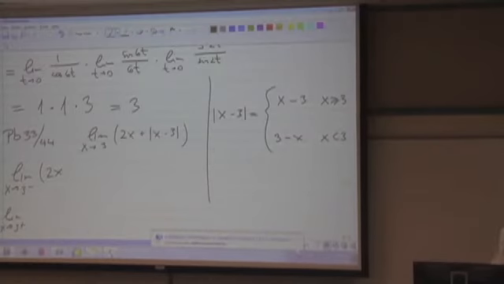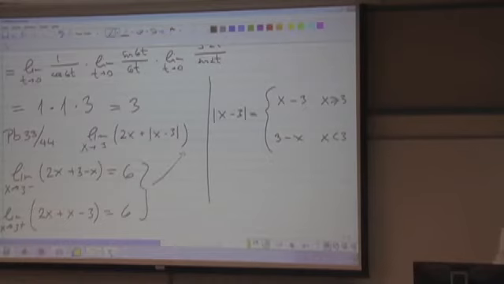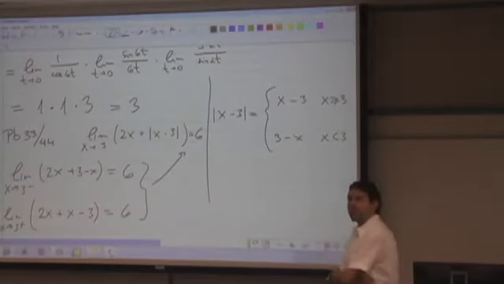Okay? And so I have 2x plus 3 minus x. Now doing the algebra, I'll have 6 plus 3, that's 9, minus 3, that's 6. And then if I come from the other side, I have 2x plus x minus 3, which is going to be, again, 6 plus 3 is 9, minus 3 is again 6. Since they both agree, my original answer is that the limit is in fact equal to 6. Does that make any sense?